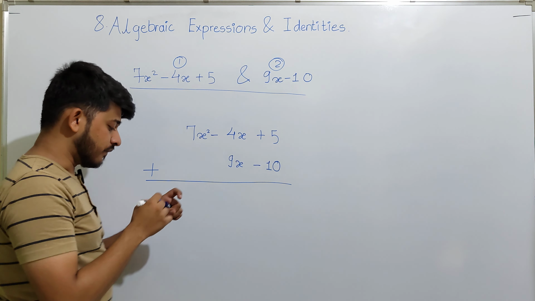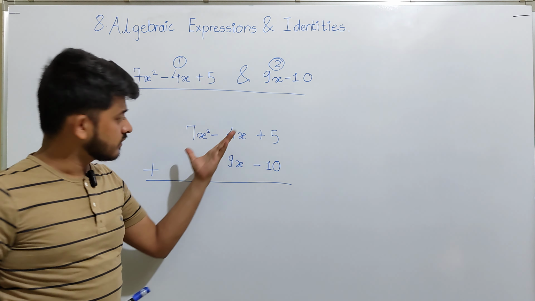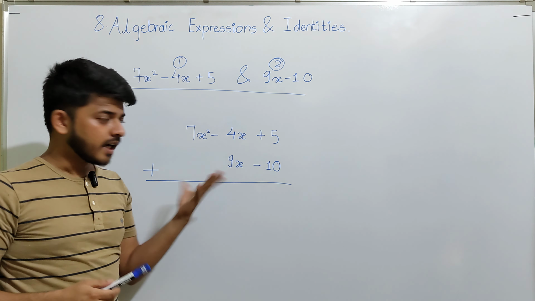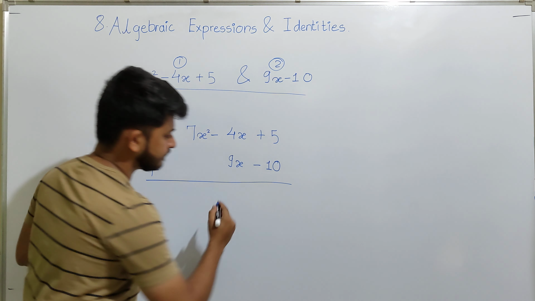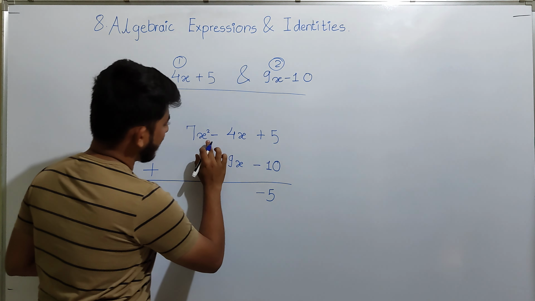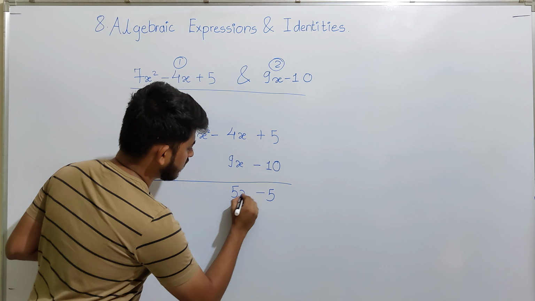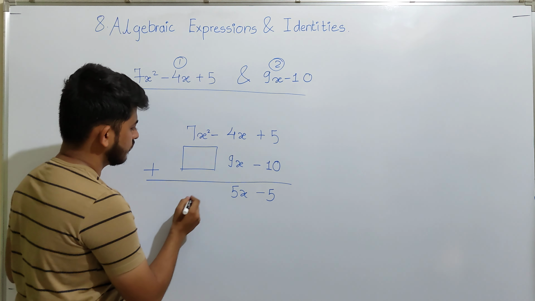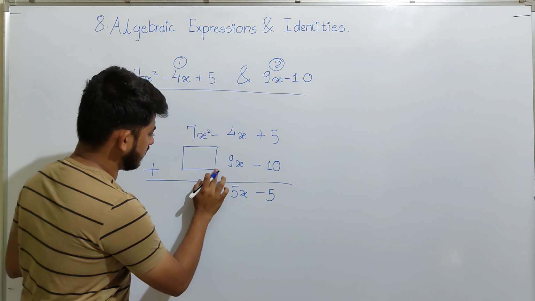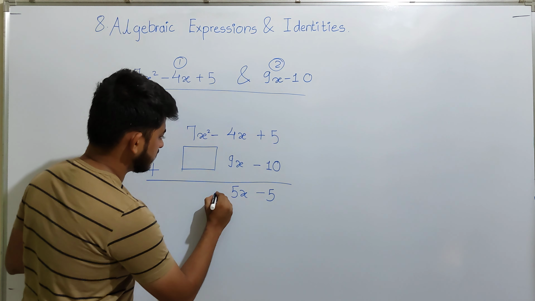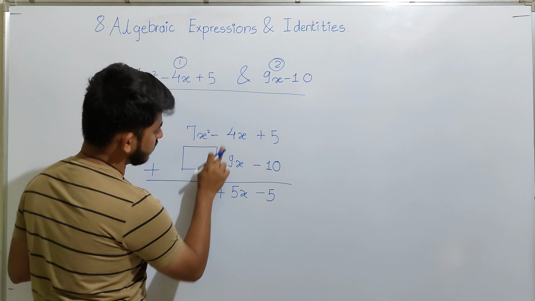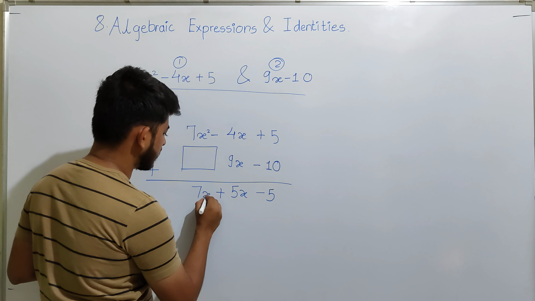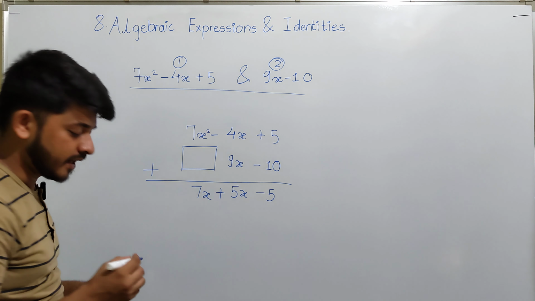If there is a question to add these two equations and write the answer, this is the correct way. So plus 5 minus 10, we have minus 5. Minus 4x plus 9x, we have 5x. Now do we have any variable over here? No. So write the plus symbol. Why? Because minus 4x plus 9x is plus 5x. So 7x square plus 5x minus 5 is the example of adding the equations.